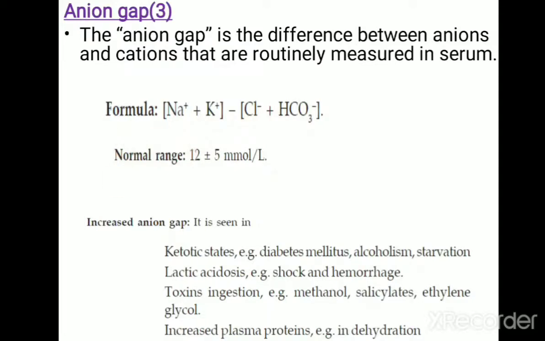So you should write what are the conditions which are associated with high anion gap. High anion gap is associated with some acidosis, that is some ketosis states like starvation ketoacidosis, diabetic ketoacidosis, lactic acidosis, and toxic ingestion like methanol poisoning, excess salicylate intake. So all these conditions are associated with high anion gap acidosis.